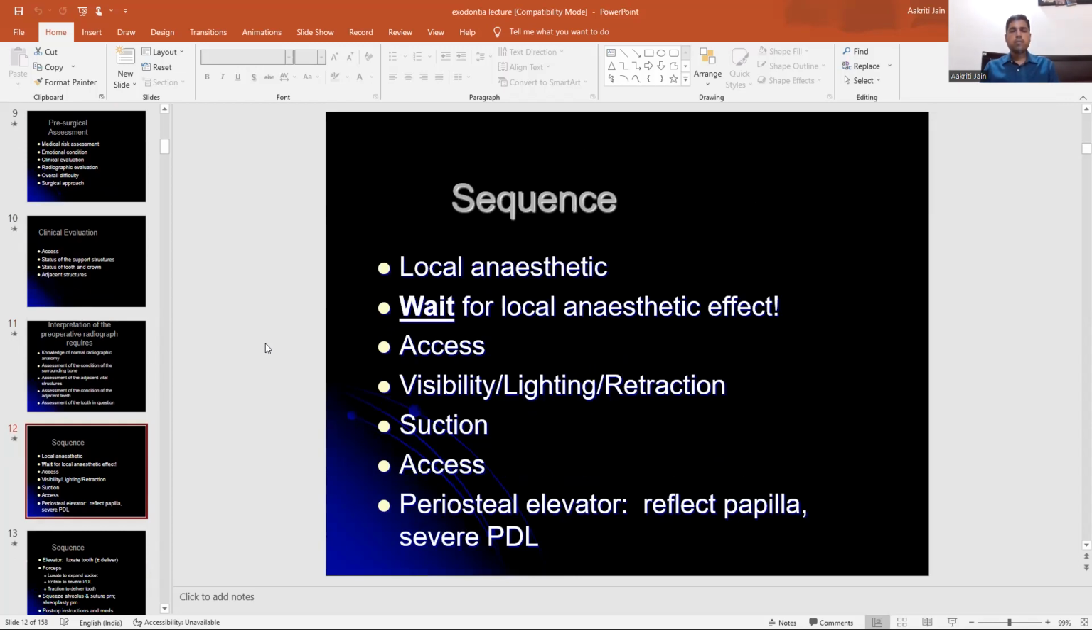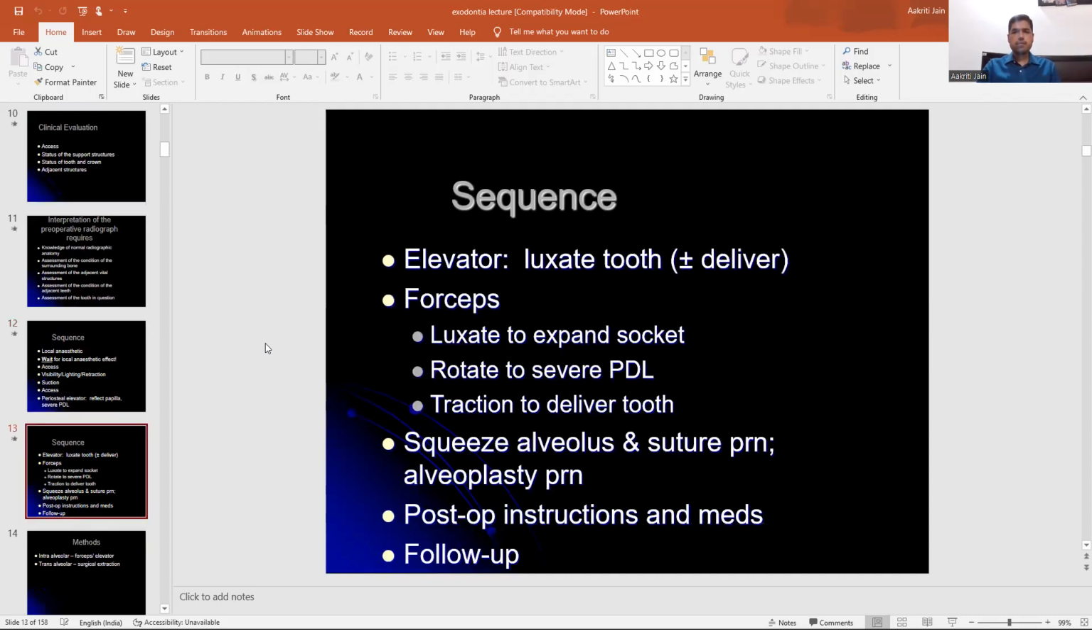The sequence which follows is, first, administration of the local anesthesia. Now wait for the local anesthetic effect to appear. Now assess whether the patient is comfortable or having the proper effect of the local anesthesia. Visibility is very important. Lighting and retraction of the adjacent tissues is also very important. Check the suction, assess, and then use the periosteal elevator, which reflects the papilla and the periodontal ligaments.